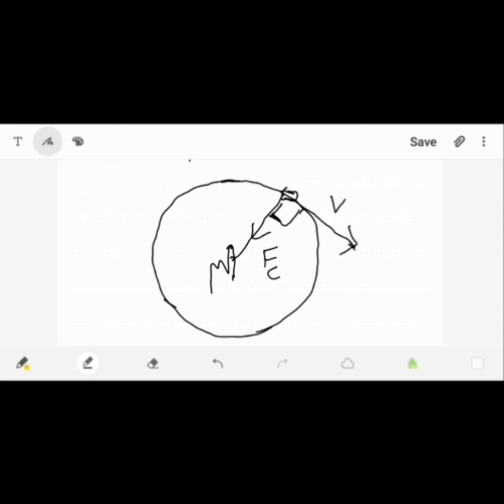So what is a tangent? Do you know? The tangent is the straight line which touches the circumference or outer boundary of the circle at a point. It means it has to touch the outer boundary of the circle at one point, just at one point.